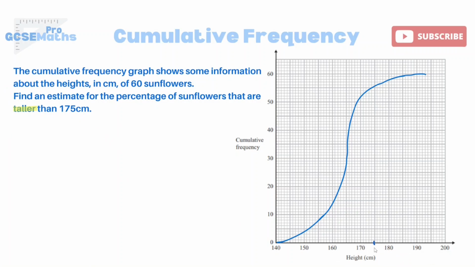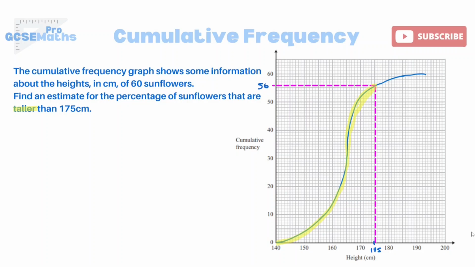So find 175. Luckily, this one is a nicer scale. And obviously, I'm going to draw my line upwards from there and then across to my y-axis. Roughly about here, I would say. So if we read that off, I would give that as 56. Now, again, remember that they're asking for taller than that. 56 is the number of sunflowers that are shorter than 175, isn't it?